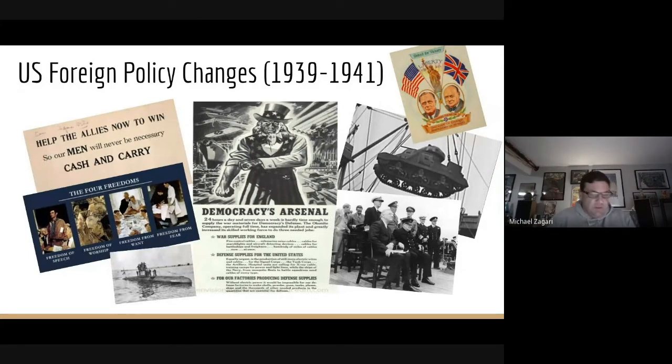And we see this with our first notion here of cash and carry, where FDR whipped the Neutrality Acts with cash and carry, which would allow a nation to buy U.S. arms if they paid cash and used their own ships to transport them. And FDR was aware of the British having the control of the seas and being able to buy these weapons from the United States and being able to ship them.